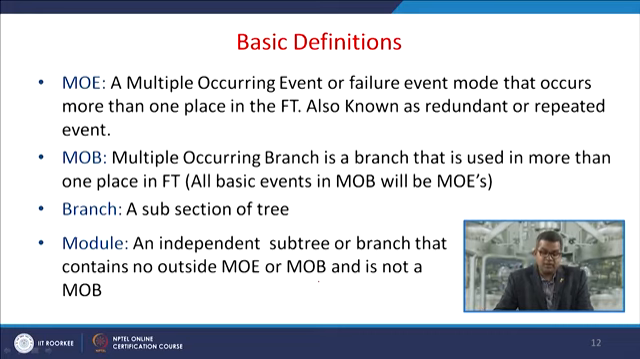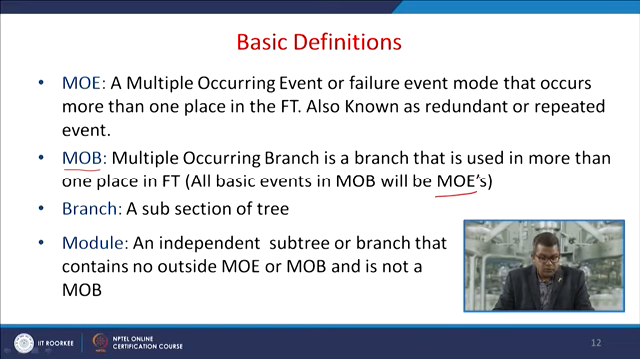Then there is a concept of multiple occurring event, that is called MOE. So MOE is a failure event mode that occurs in more than one place in the fault tree. This is also known as a redundant or repeated event. Another is the multiple occurring branch, referred to as MOB. Now this multiple occurring branch is a branch that is used in more than one place in fault tree analysis. So all basic events in a multiple occurring branch will be multiple occurring events in that particular case.